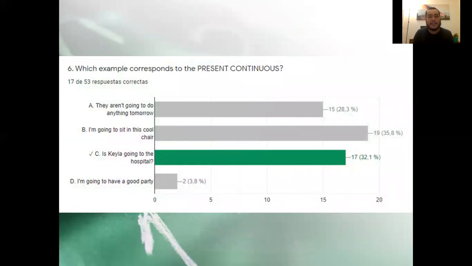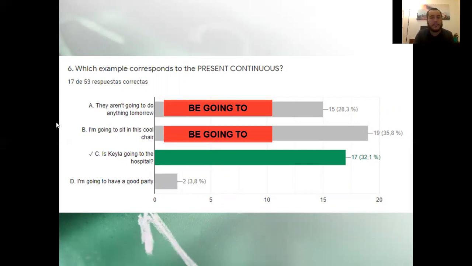Number 6 says, which example corresponds to the present continuous? A says, they aren't going to do anything tomorrow. Is that present continuous or be going to? Be going to, because you can see going to plus an action. In this case, I'm going to point it out, do, right? B says, I'm going to sit in the school chair. Be going to or present continuous? Be going to, because you can see the action, sit.